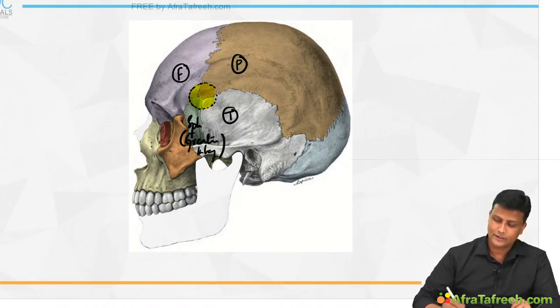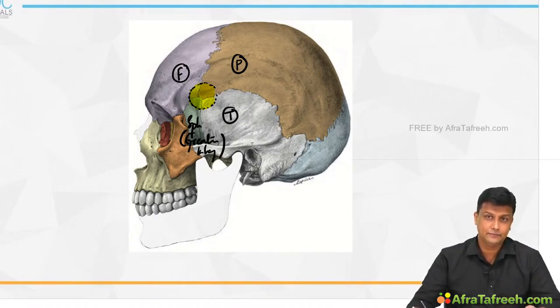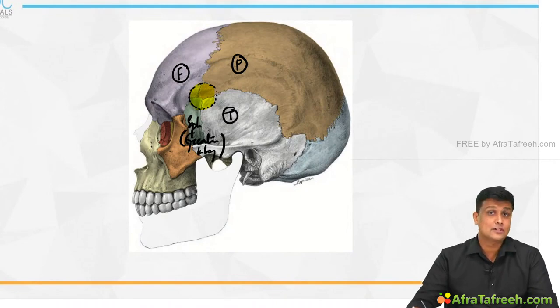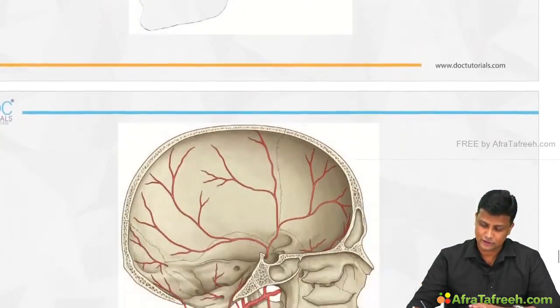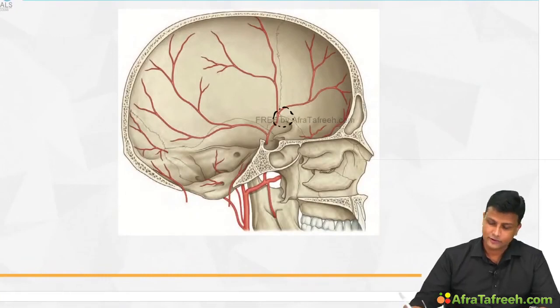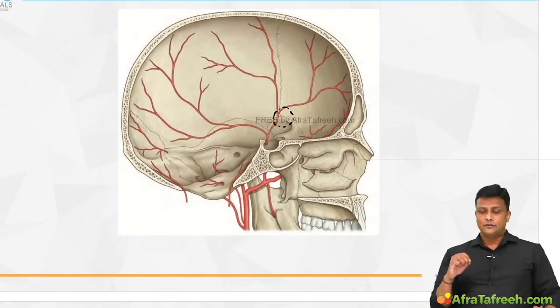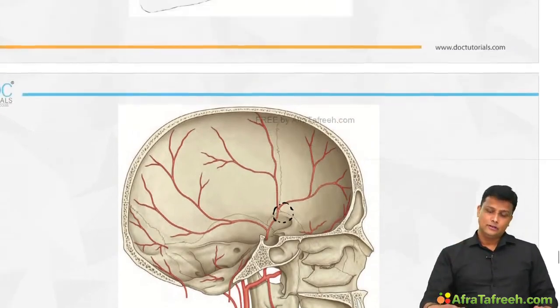Now, I'll tell you why I'm stressing a lot here. Recently, the question was, what is the bony structure present on the inner side of the pterion? The bony structure present on the inner side of the pterion is the lesser wing of the sphenoid. I'll show you the picture here. As you can see, on the inner side, you can appreciate the lesser wing of the sphenoid. That is why I'm telling you carefully.